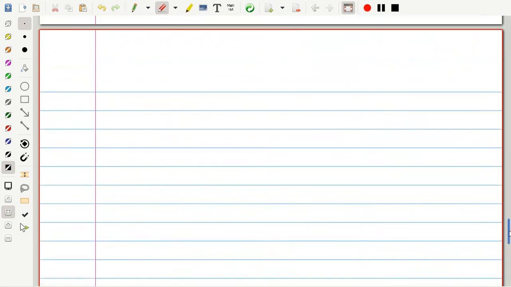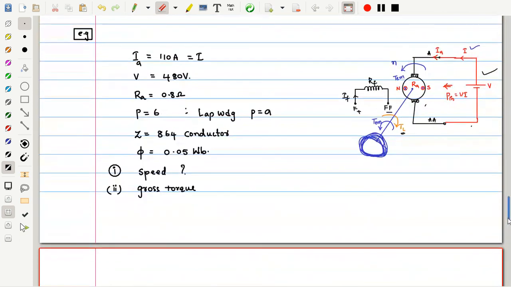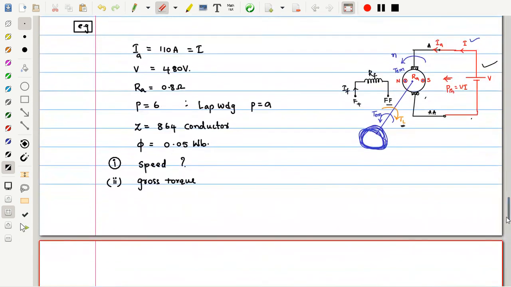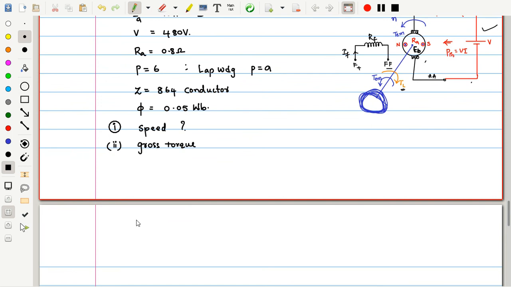Now let me see what data is given, based on that we can interpret. V is given, I is given. So can I write a generalized relationship with EB? Here EB is generated. So what can I write? EB, the back EMF, is equal to applied voltage minus IA RA.